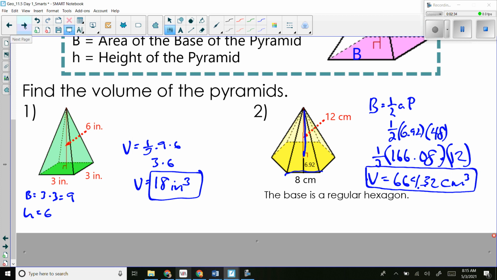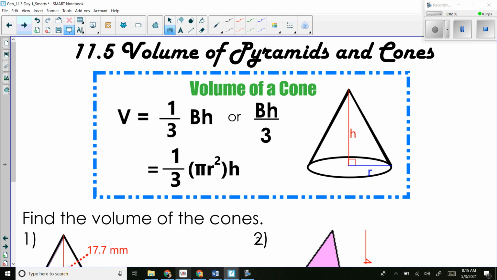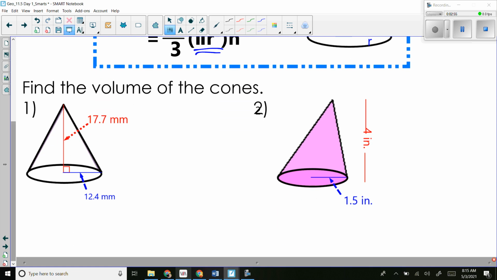Okay, next slide. Okay, we also have the volume of a cone, which again, very similar. It's the exact same formula, 1/3 base times the height, the area of the base times the height. But we do have to remember that the area of the base when we're talking a cone is a circle. And so you could replace B with pi r squared, which is the area of a circle. Let's try some examples. We have number 1 here. Find the volume of this cone.